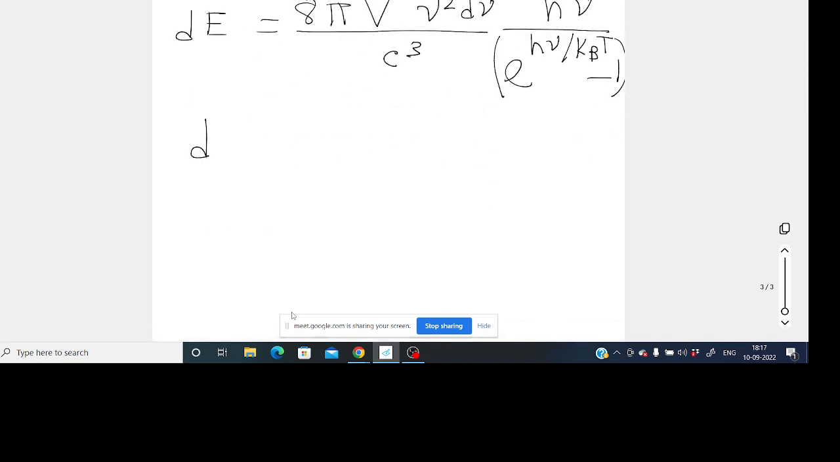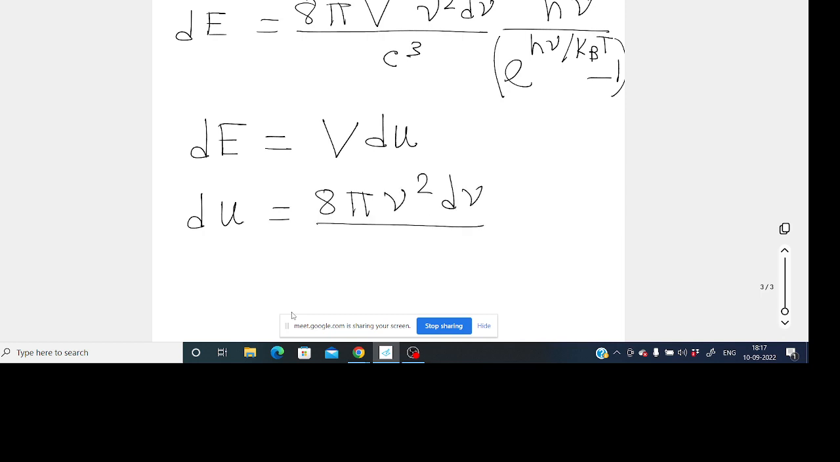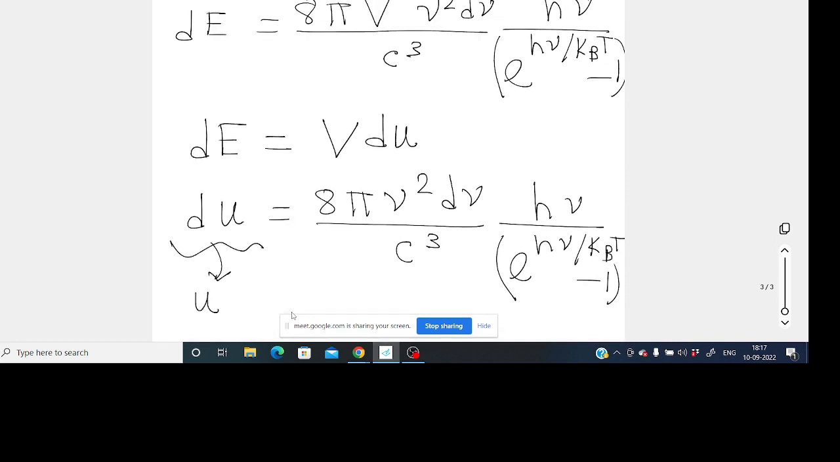Now this dE I will call V times du. Here du means it is like an energy density, right? Because we are dividing it by V. Okay, so du equal to 8 pi nu square d nu by c cube into 1 upon e to the power h nu by kBT minus 1. Okay, this is called the Planck's law.